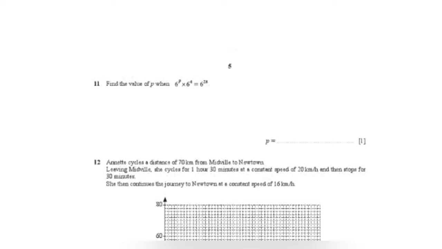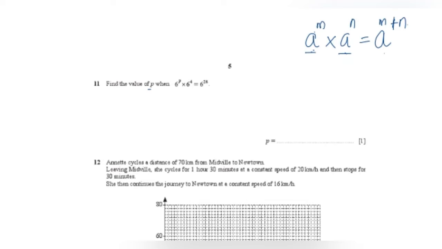Question number 11 says that find the value of P when 6 raised to P times 6 raised to 4 is equal to 6 raised to 28. So this question is from the topic exponents. So we have to use index laws here. We have studied that a raised to m times a raised to n is equal to a raised to m plus n. Thus when the bases are same and if it is multiplication, we are going to add up the exponents and write the common base.